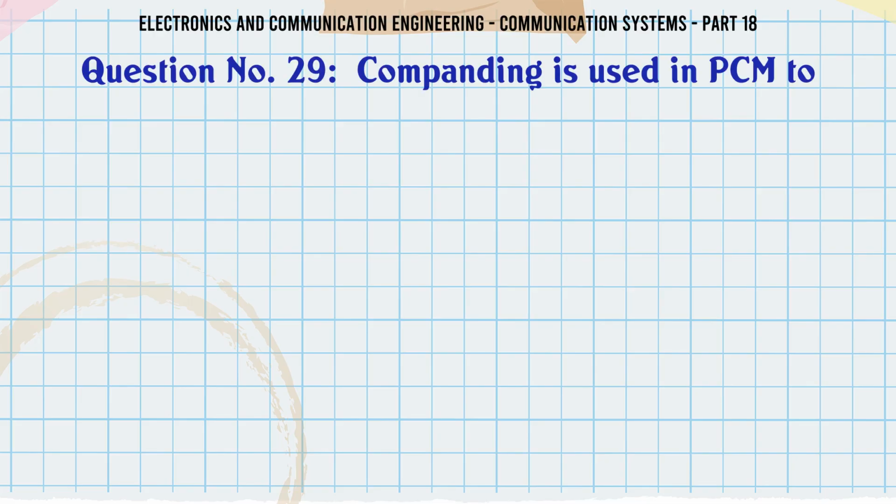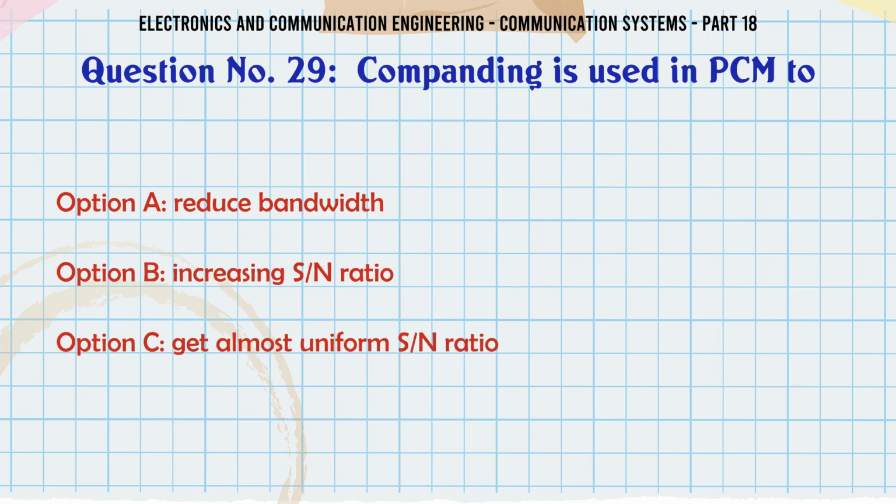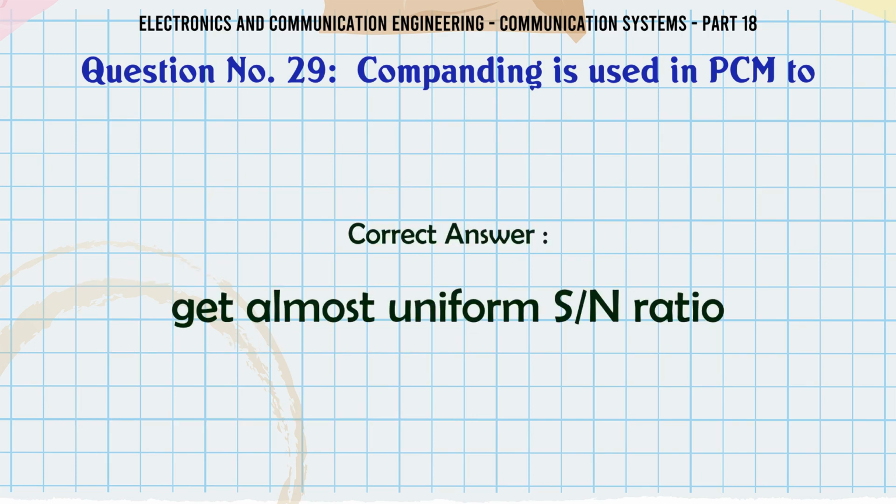Companding is used in PCM to A. reduce bandwidth, B. increase SN ratio, C. get almost uniform SN ratio, D. increase bandwidth. The correct answer is get almost uniform SN ratio.